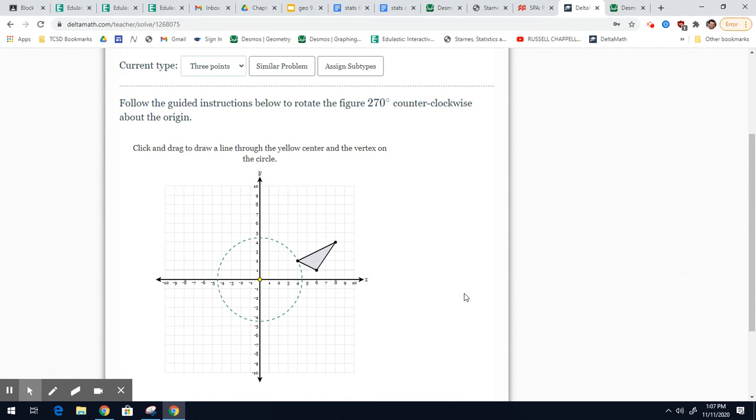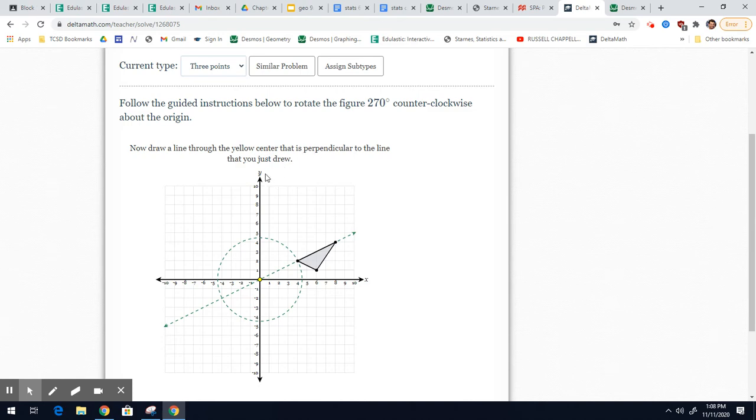So now it says click and drag to draw a line through the yellow center and the vertex on the circle. So yellow line. Okay, so there I am. Now it actually goes through 2 points. That's just a coincidence, not necessarily going to happen to you. So now it says draw a line through the yellow center that is perpendicular to the line you just drew.